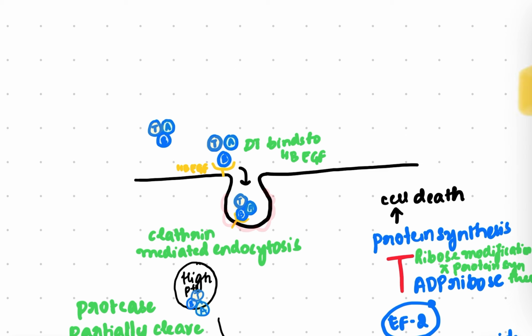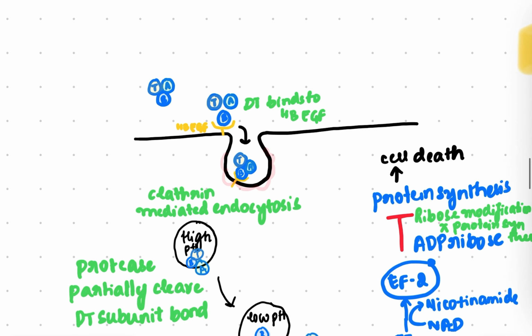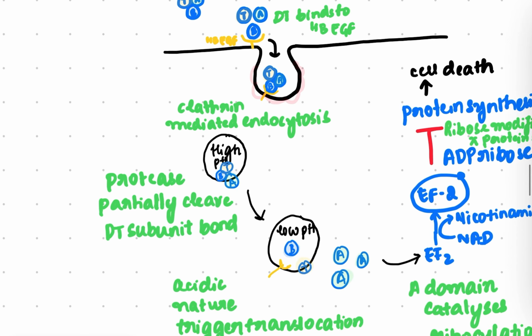What happens is, first the B part will bind to HB-EGF. HB-EGF is nothing but heparin binding epidermal growth factor. After the B part binds to this HB-EGF, it is taken inside the cell through clathrin mediated endocytosis. It is being taken inside the cell, so that's why it is endocytosis.